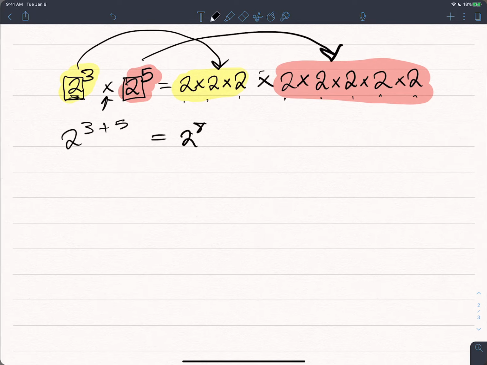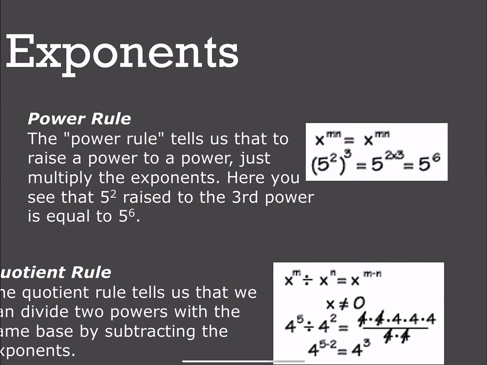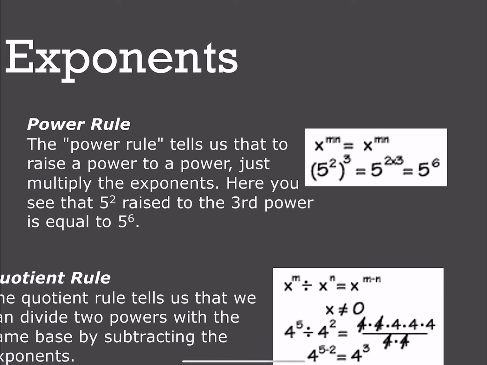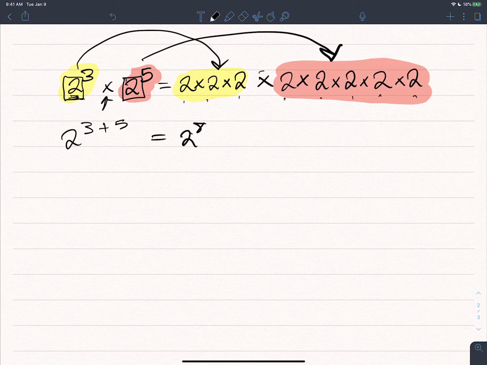So let's go to the next rule. The next rule, not for dividing, is actually the power rule, and it's for when we raise a number to two exponents. It basically says that when there are two exponents on the same base, you just multiply them. So let's say we had 5 squared, cubed. This would equal 5 to the 2 times 3 power, which is 5 to the 6th power. So 5 to the 6th power is what we end up getting.